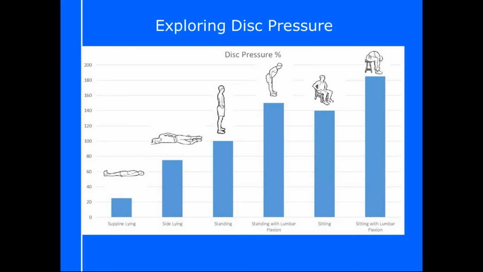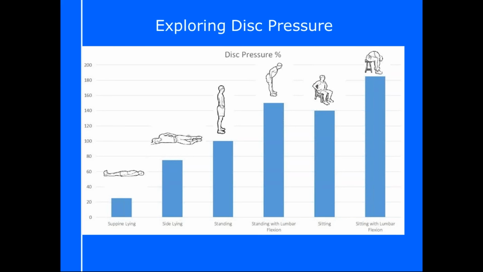So for example, let's have a look at this image that you have in front of you. You'll see that there are 6 different positions, all showing the amount of disc pressure whilst in that position. Now, disc pressure is done on percentage. So you'll notice there is a lot less when they're supine lying. Now, in that lying position on their back, their discs are able to become fully hydrated because the pressure is the least.